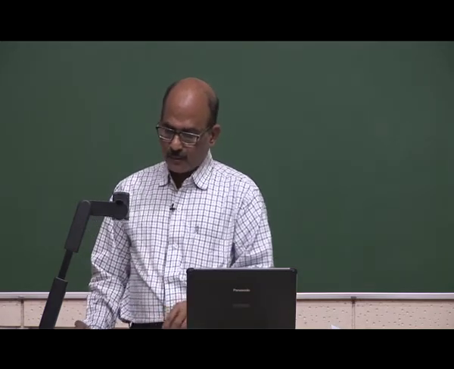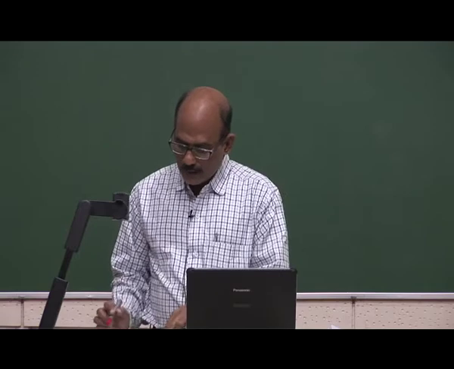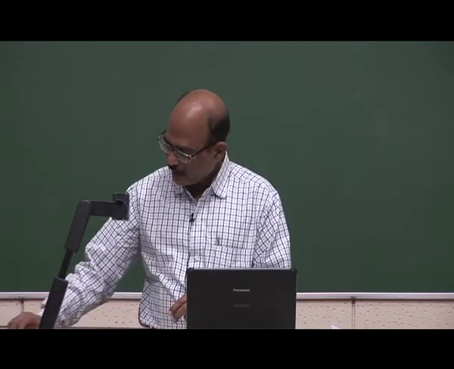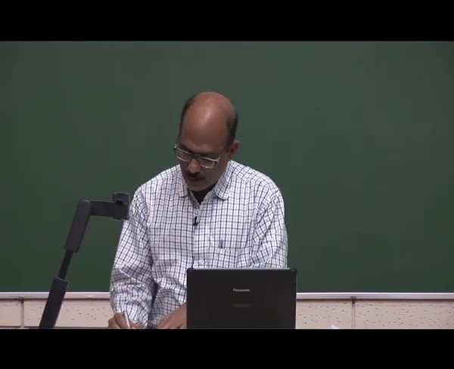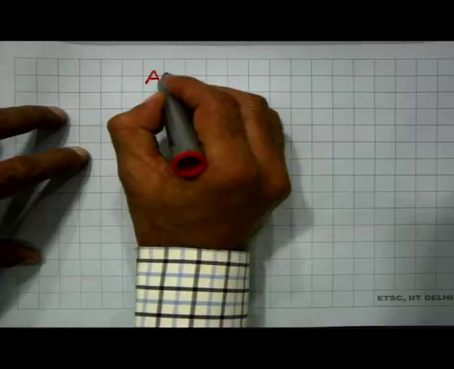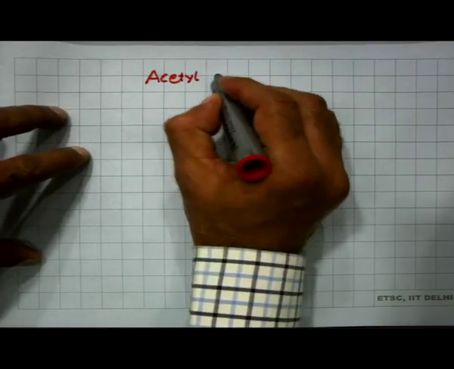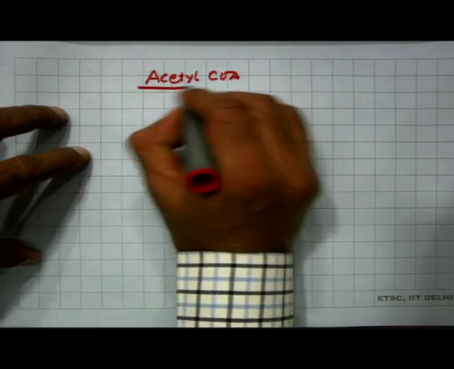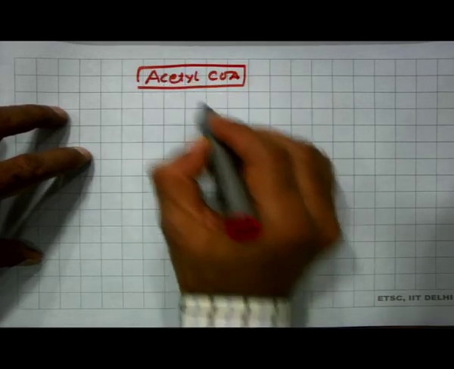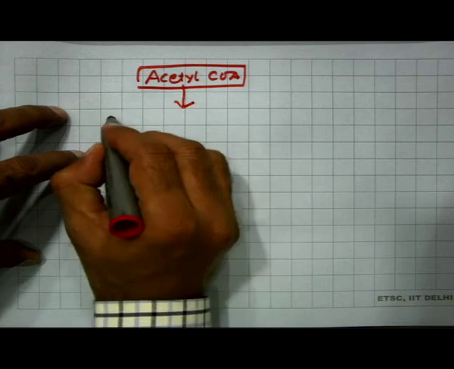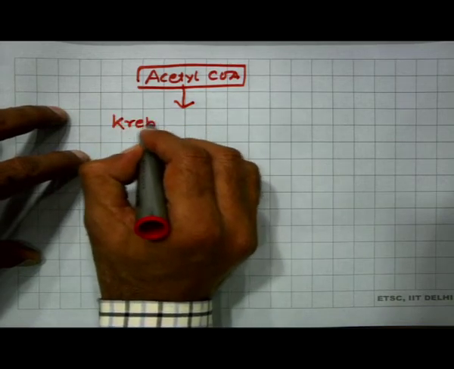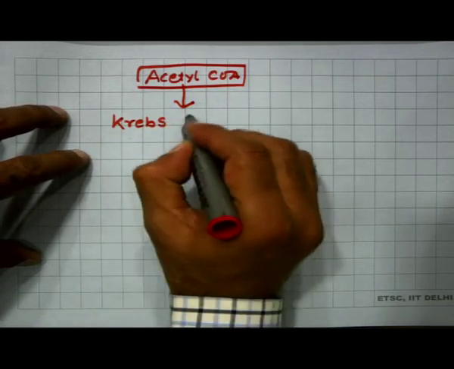Now, when the pyruvic acid enters into the mitochondria with the help of acetyl coenzyme, which is the product, now the cycle is going on. That cycle was discovered by Krebs. So, this is called the Krebs cycle.